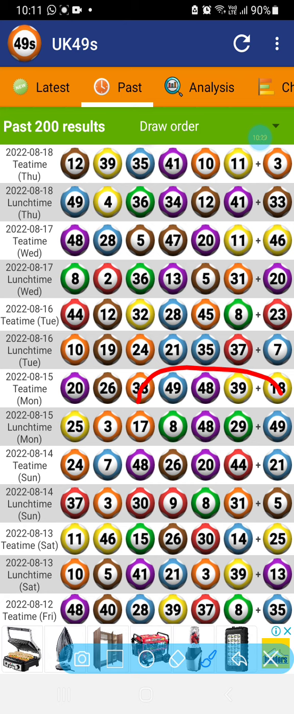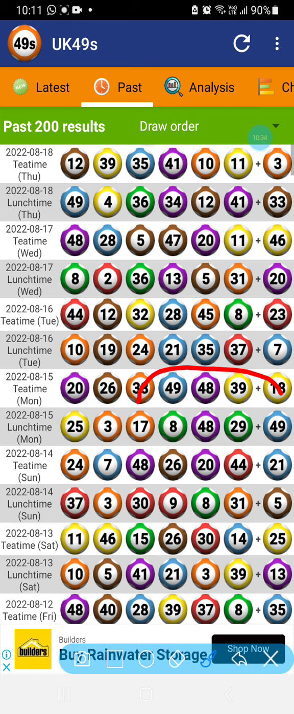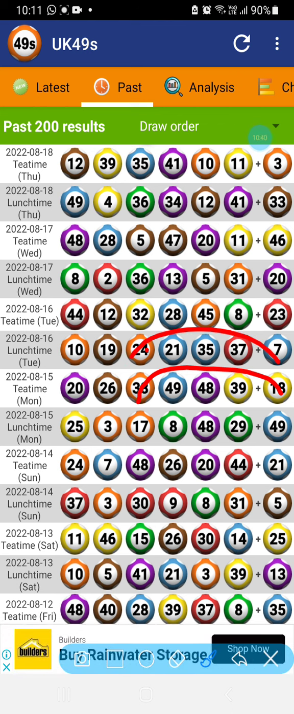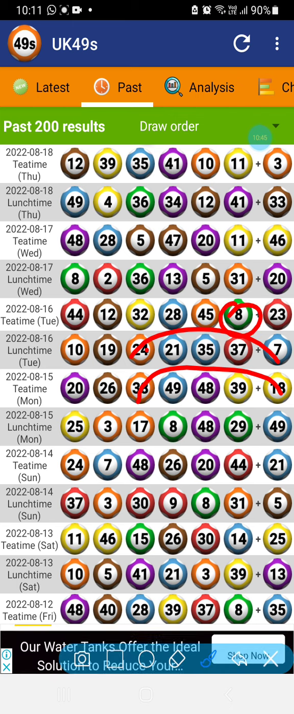38 minus 18, it's supposed to be 20. We don't have it. 38 plus 18 is 56, which is 11. 5 and 6, we don't have, right? 24 and 7 is 31. We don't have that. And then when we minus, it's a 17 or 8. There is your 8 there.